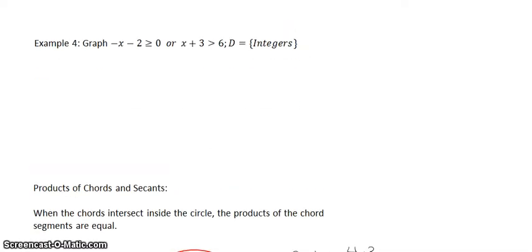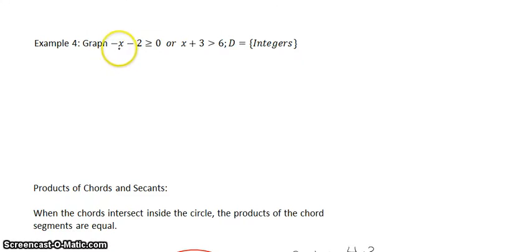Alright, now we have another OR inequality, and this time our domain is integers, so remember we're going to have to just put the dots over the numbers. We don't want any decimals or fractions. Okay, so again we're going to get the x's by themselves. First we'll do this separately, and then we can put them on the same graph.